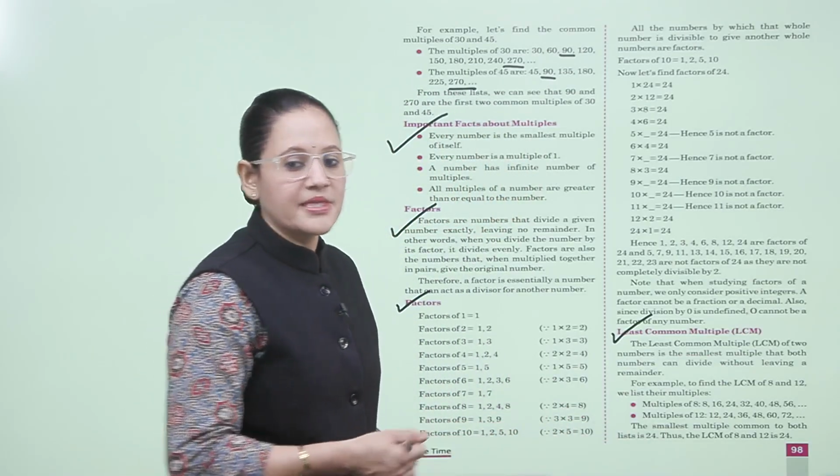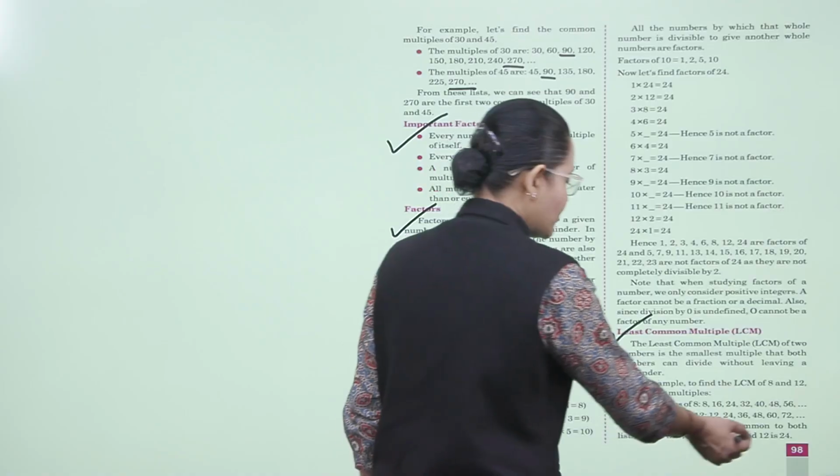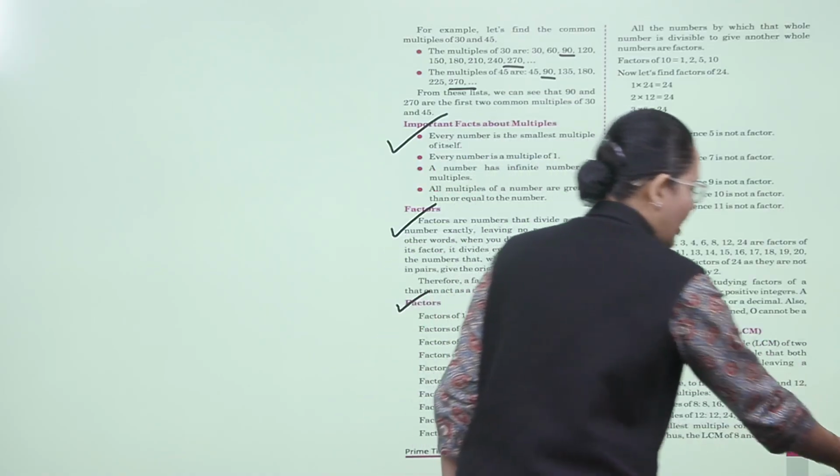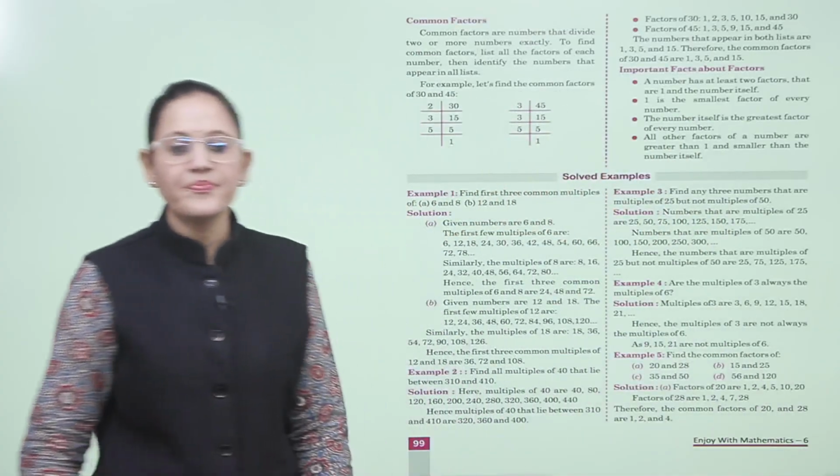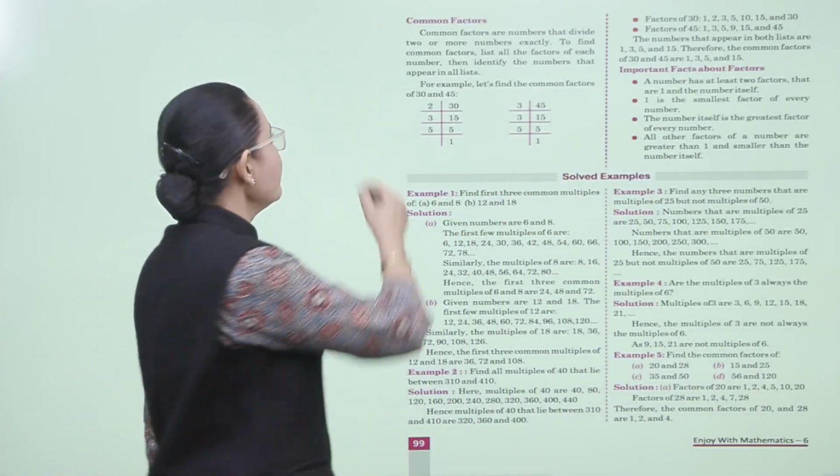Now the common multiples are 12 and 24. And which one is least? Least is 12. So 12 will be the LCM. Clear? Next is common factors.